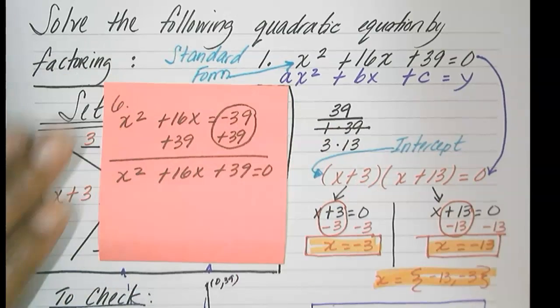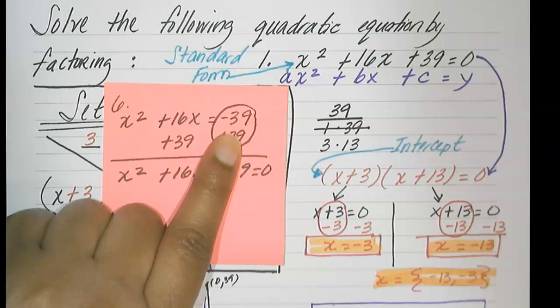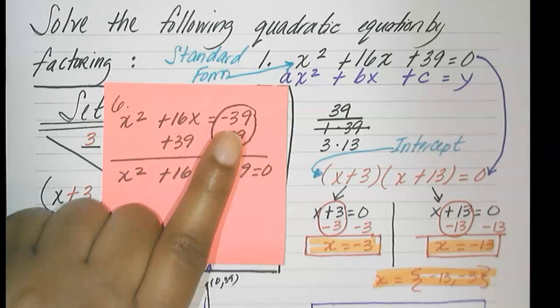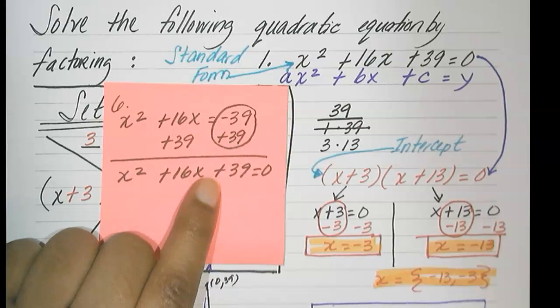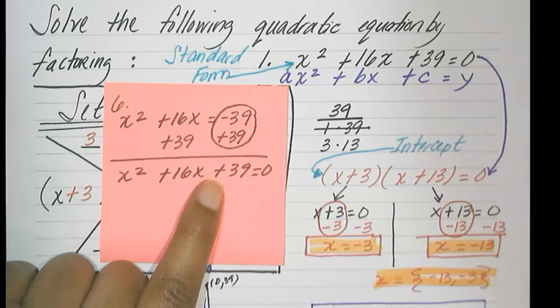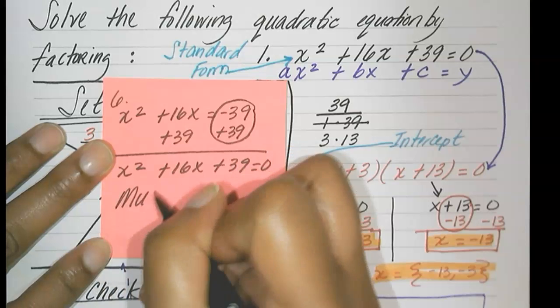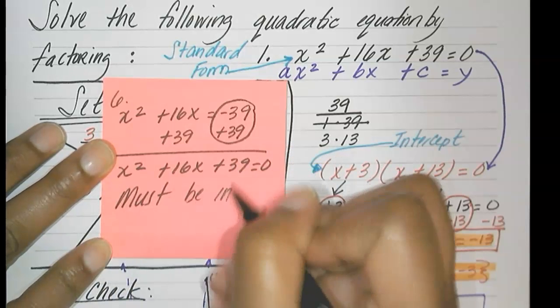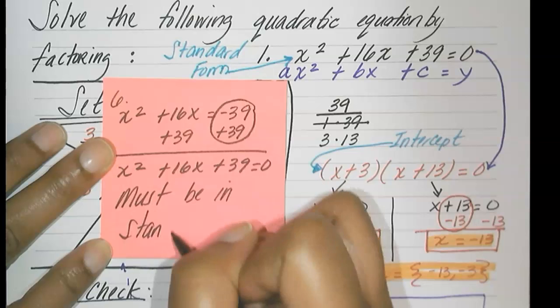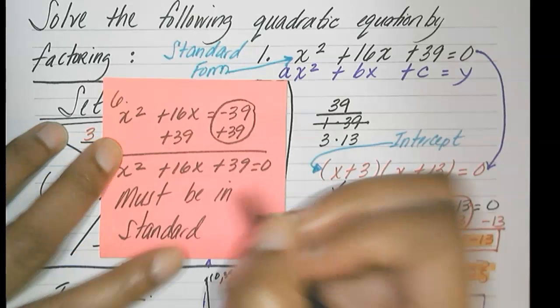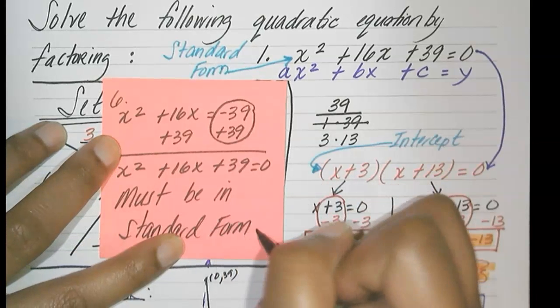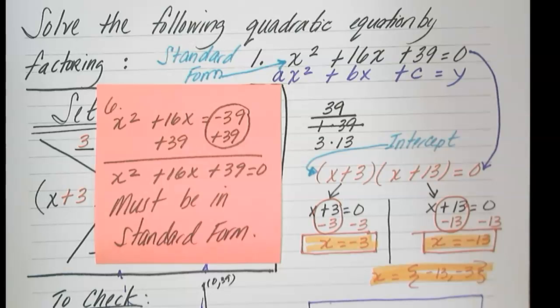Okay, so it's the same process. Even though we have negative 39 on the other side of the equal sign, you must make sure that every time you're given an equation, before you try to factor it, it must be in standard form. Write that down because I'm about to ask you. Must be in standard form every time.